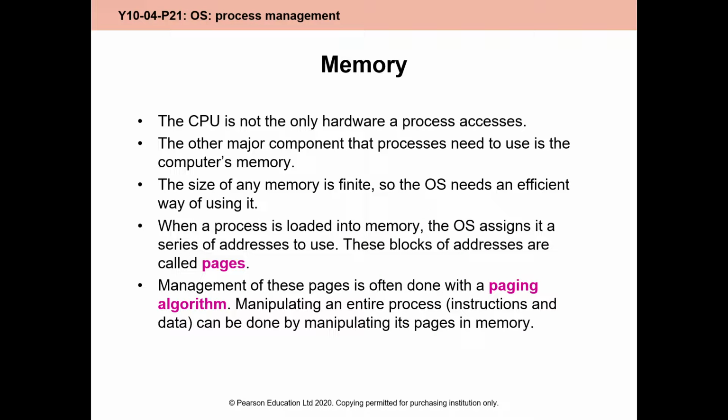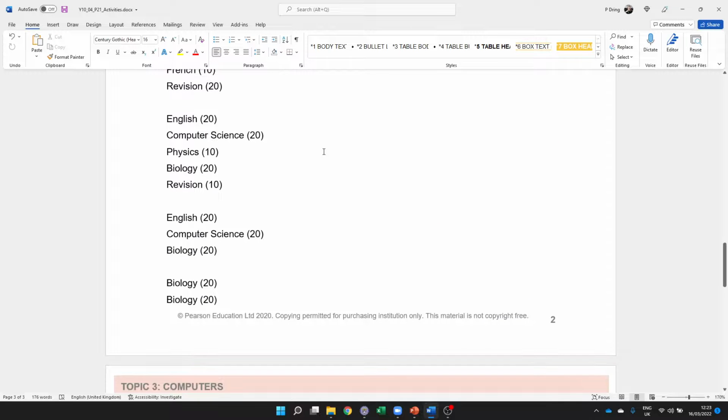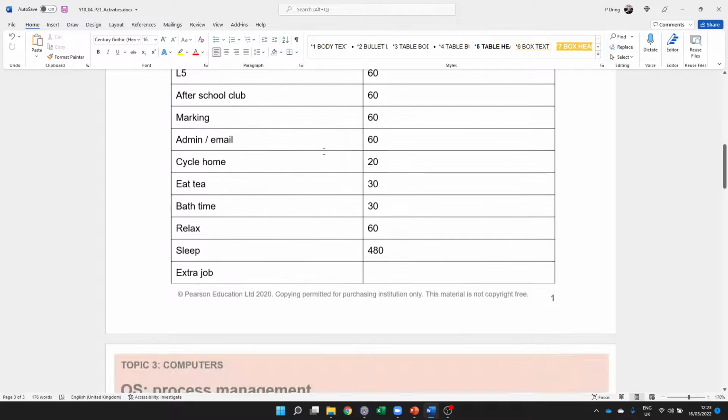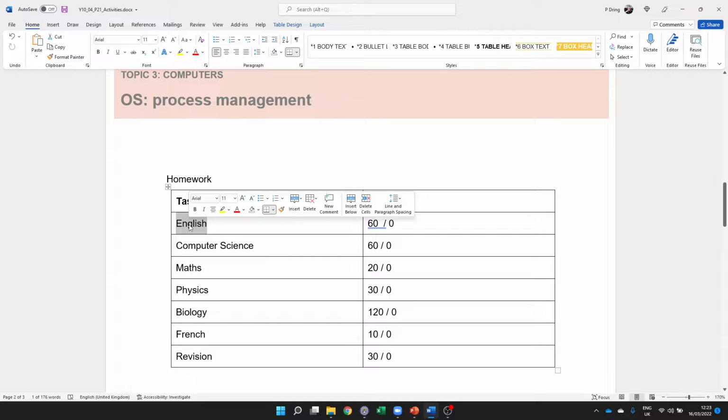So this isn't in your Word document, but it's worth pointing out. You have to manage your memory as well as the CPU time. Every time you switch between the process, you have to put the code into your RAM. So let's go back to our Word document here and think about it in terms of desk space. I have limited desk space where I work. I wouldn't be able to put all of my English homework, all of my computer science homework, all of my maths and physics and biology and French. I can't lay them all out at the same time. I've only got limited desk space.